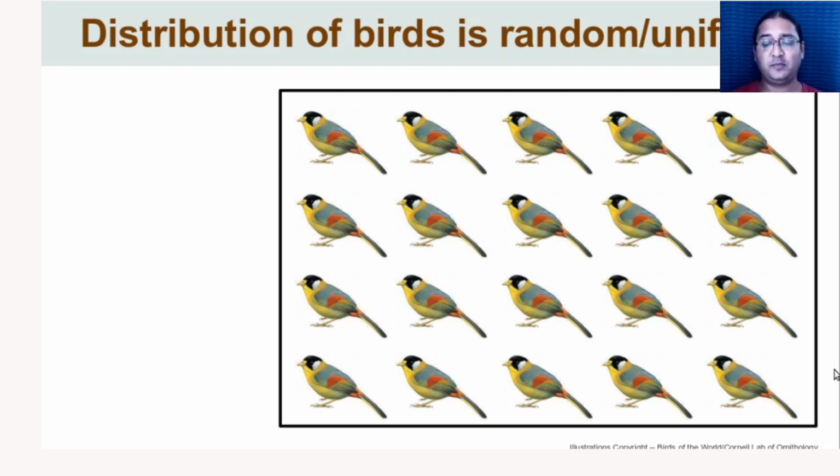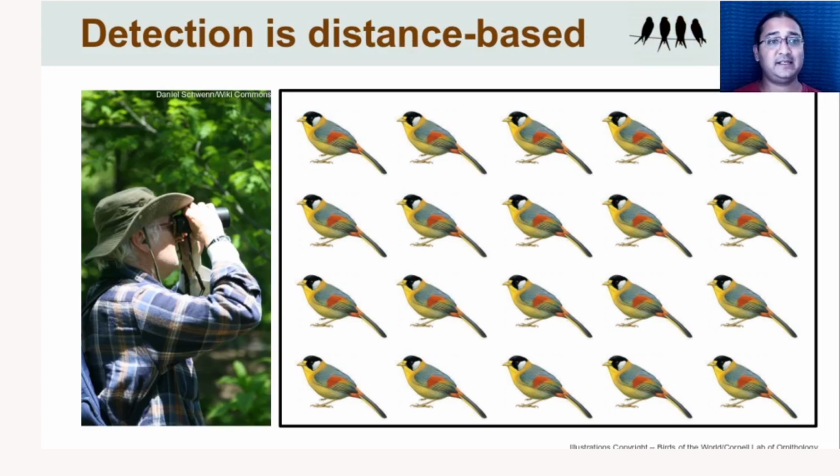But if an observer comes to this habitat and stands at this location, the detection of these birds is going to be distance based. So the birds that are closer to the observer are more likely to be seen or heard than birds that are farther away from the observer.